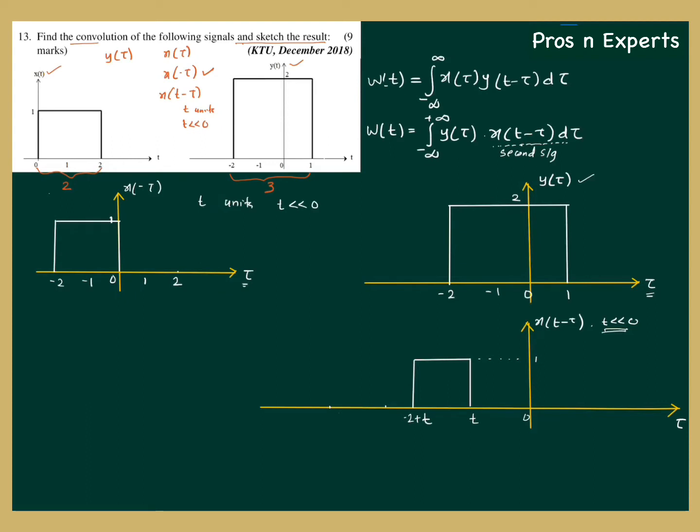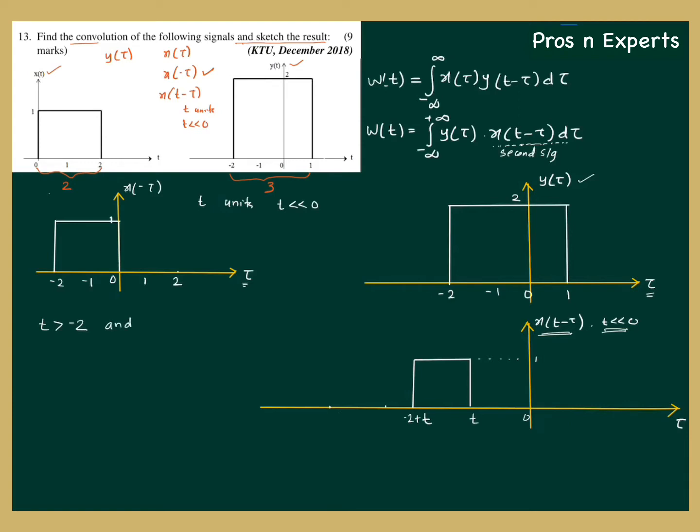So this is the case for x of t minus tau, where t is greater than -2. Now the product is non-zero. Initially, we have to find out the condition in which we are going to evaluate the output. So in this condition, I can always say that the leading edge of x of t minus tau, that is at tau equal to t, comes overlapping with y of tau. That means the leading edge is greater than -2, that means t is greater than -2.